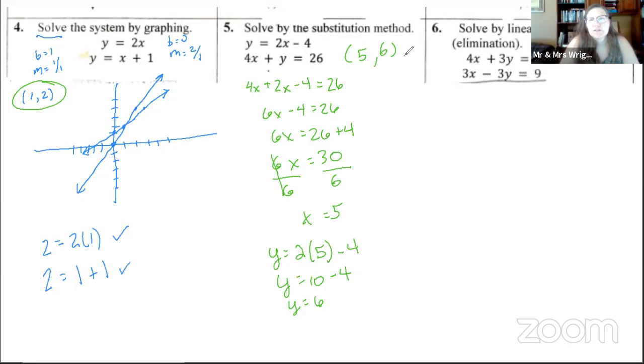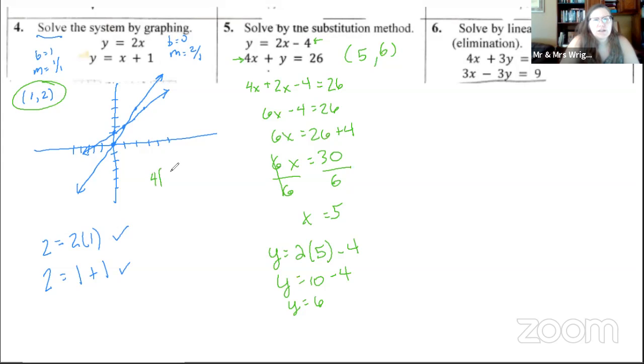Now, I always encourage you, especially on tests, to check your work and make sure that you got this correct. There's no reason to be unsure. You should always verify, especially when it comes to making sure your answer is correct on the test. And since we used this equation to find the y, I want to use the lower equation, or the bottom equation, to verify my answer, just to make sure it's good.